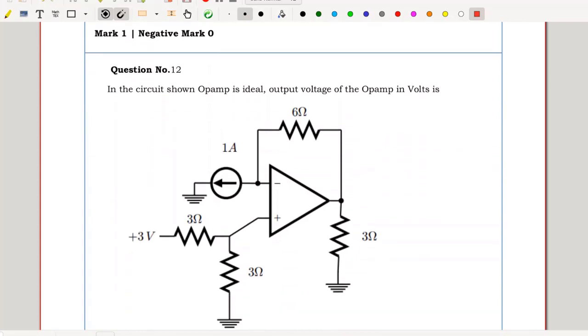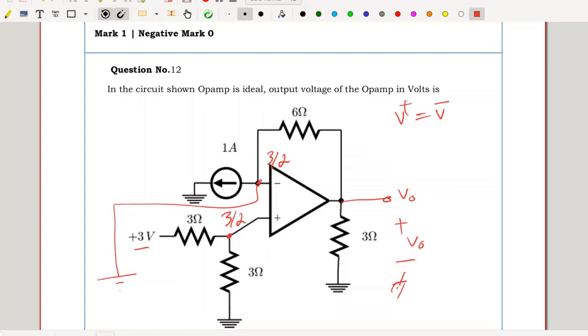Question number 12. In the circuit shown, op-amp is ideal. The output voltage of the op-amp in volts is. This voltage V out is to be identified with respect to ground. Op-amp is connected in negative feedback mode, hence V plus equal to V minus is valid. V plus can be easily identified. 3 volts divides equally, so 3 by 2 volts. I am expecting the same 3 by 2 volts at my V minus. Implies I have 3 by 2 volts connected like this with respect to ground. 1 ampere current flows through this because there is no input current, there is no current from the op-amp.